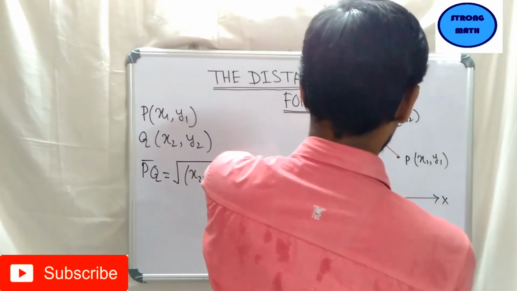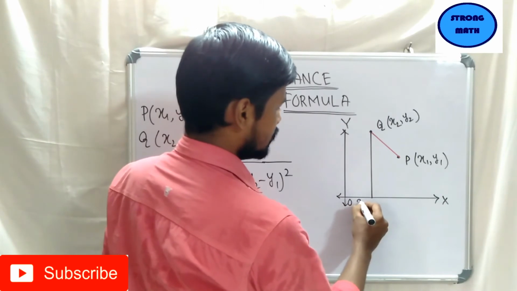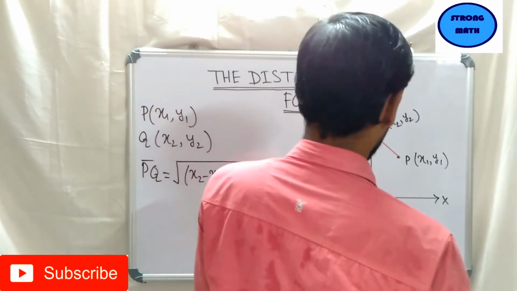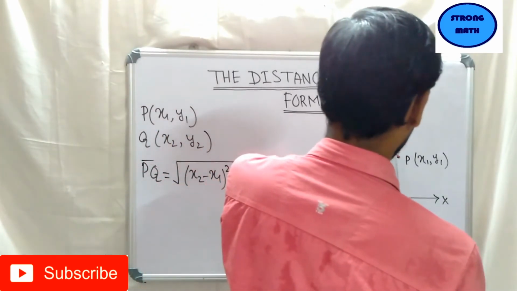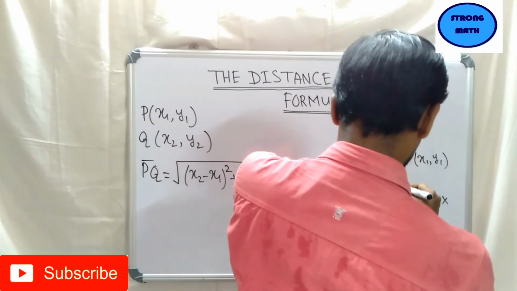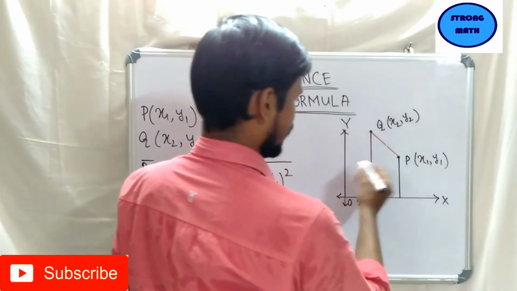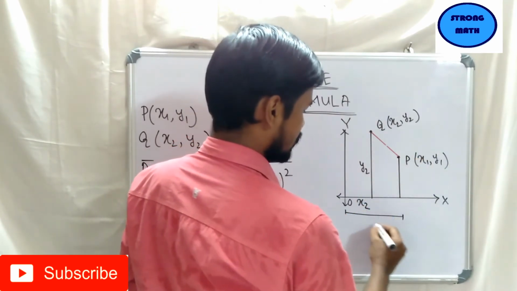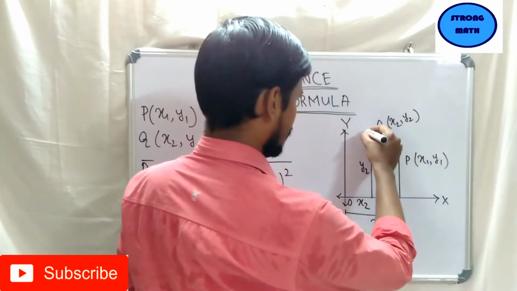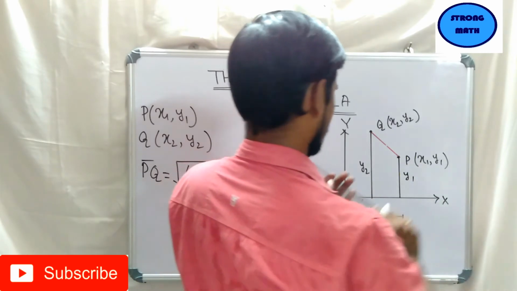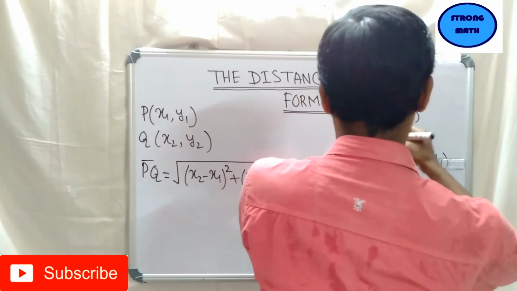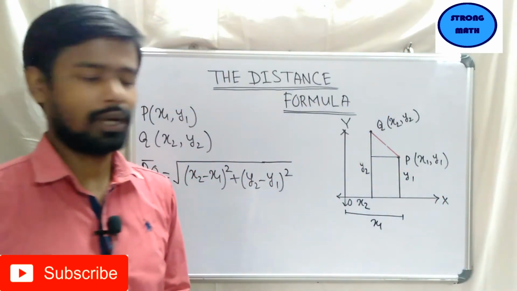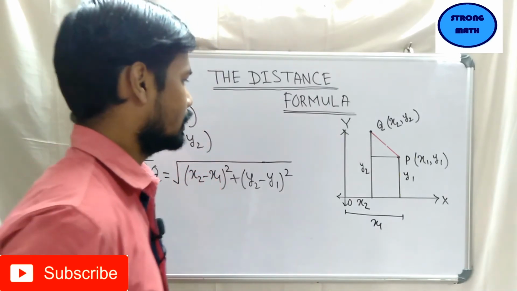Along the x axis we have to go x2 distance and then y2 distance to reach the point Q, and for the point P along the x axis we have to go x1 distance and then y1 distance along the y axis, then we can reach the point P. So this total distance is x1, this total distance is y2, and this is y1. So suppose we form a right angle triangle, so that we can calculate the distance PQ.